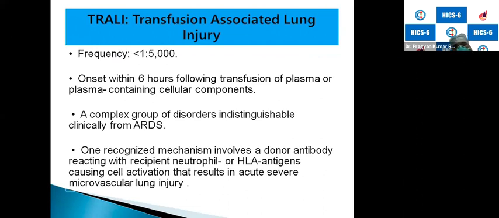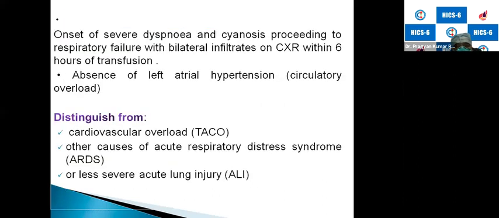One recognized mechanism involves a donor antibody reacting with recipient's neutrophil or HLA antigens causing cell activation that results in acute severe microvascular lung injury. But what we need to know is how to diagnose: onset of severe dyspnea, cyanosis, hypoxia proceeding to respiratory failure or bilateral infiltrates on chest X-ray within 6 hours of transfusion, and absence of left atrial hypertension, like JVP may not be raised. It has to be distinguished from circulatory overload, that is commonly the other differential, TACO, and other causes of ALI and ARDS.